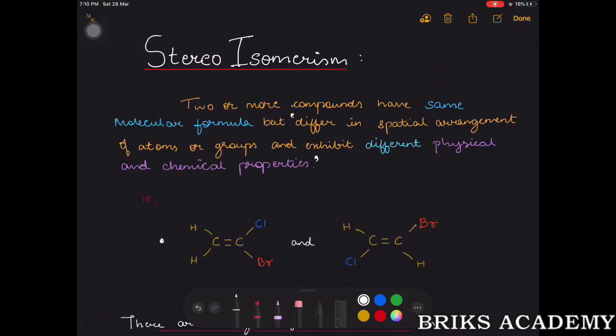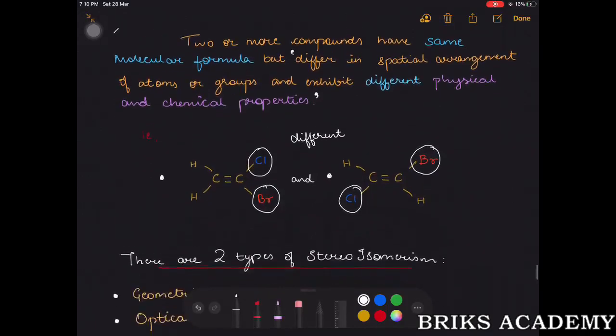Consider these two examples. The arrangement of the chlorine atom and bromine atom in this compound and the chlorine atom and bromine atom in this compound are completely different. But the molecular formula remains the same, if you notice. This is called stereoisomerism. In short, the molecular formula remains the same, but the arrangement of atoms differs.